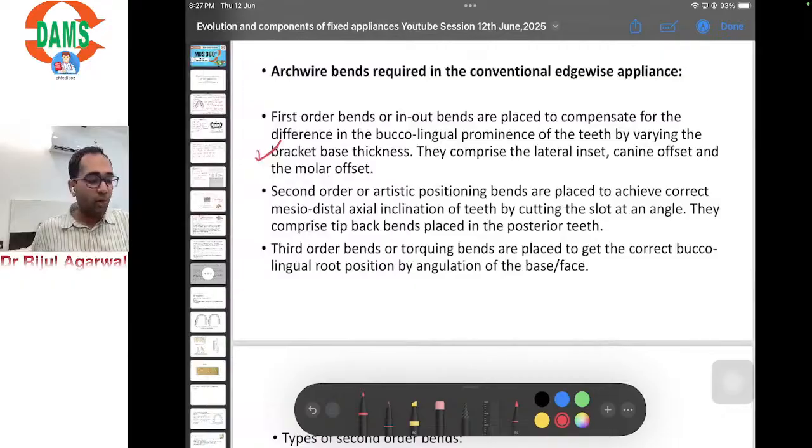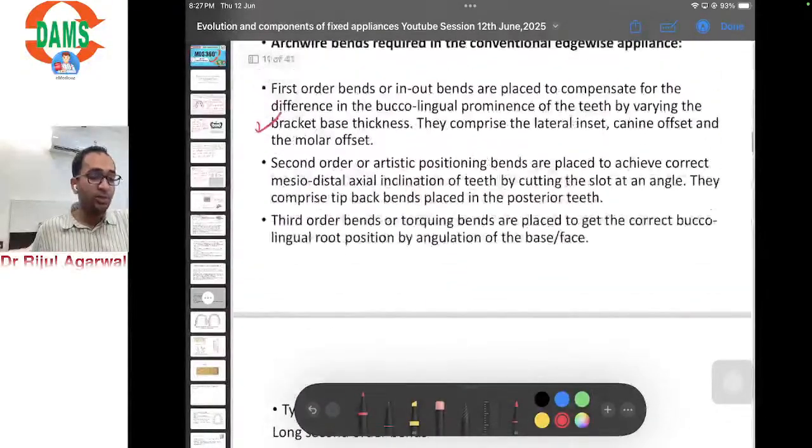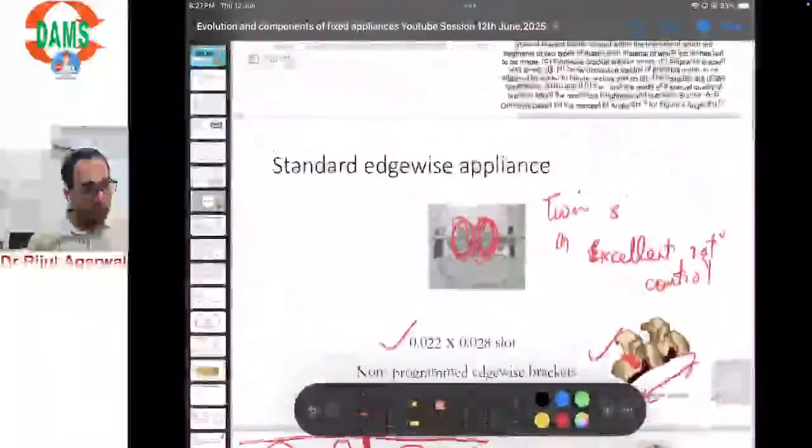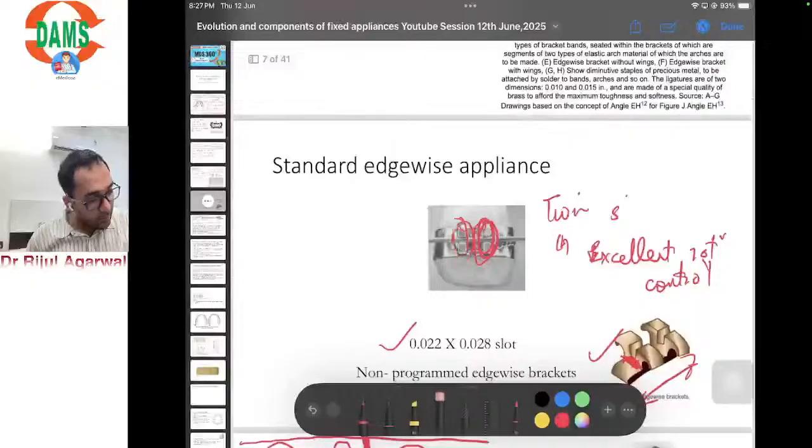So this is very important because a confusion occurred in the previous NEET 2024 exam about the types of second order bends. So first of all, what is a second order bend? These are artistic positioning bends used to achieve the correct mesiodistal inclination of the teeth by cutting the slot at an angle. So again, coming back to this diagram.